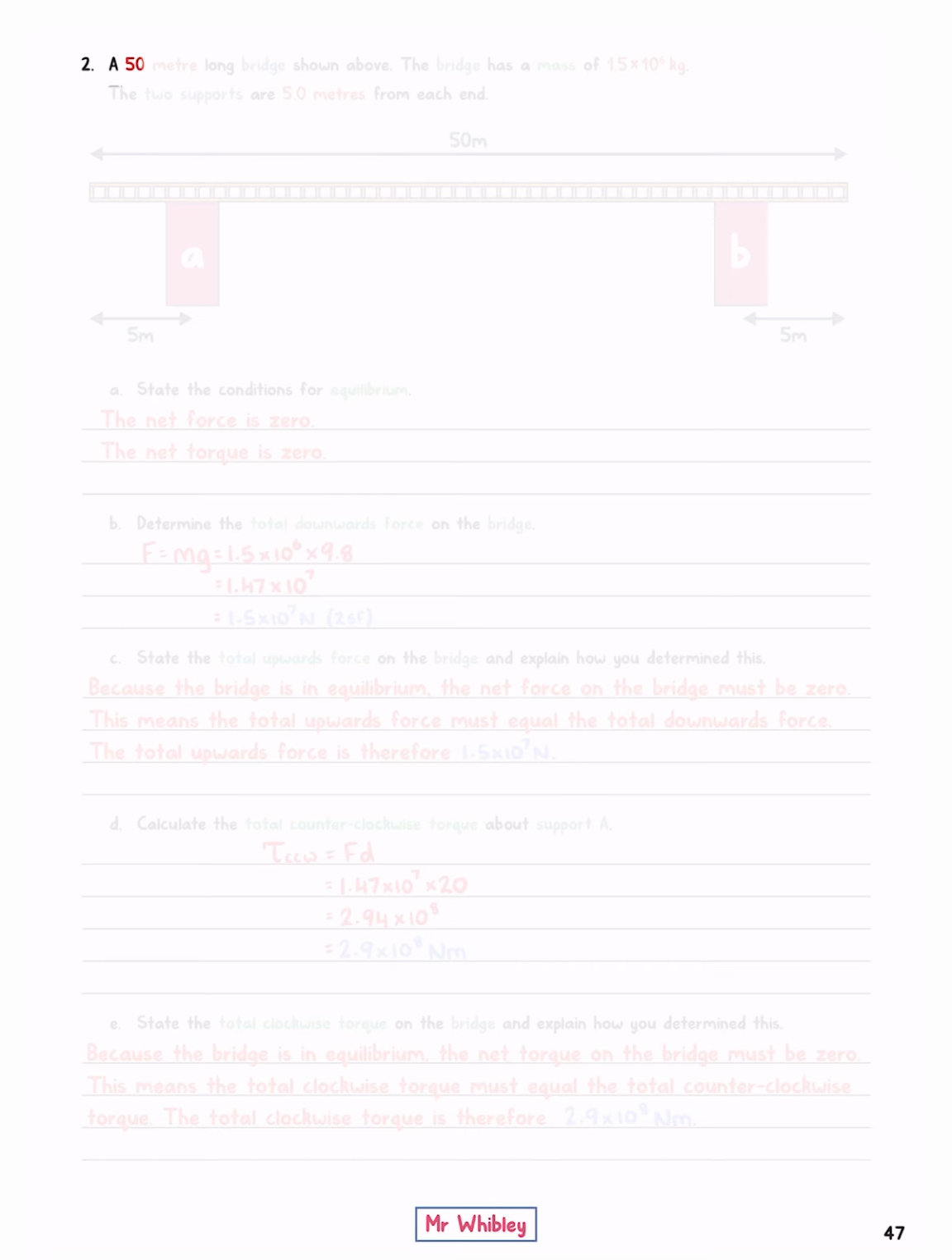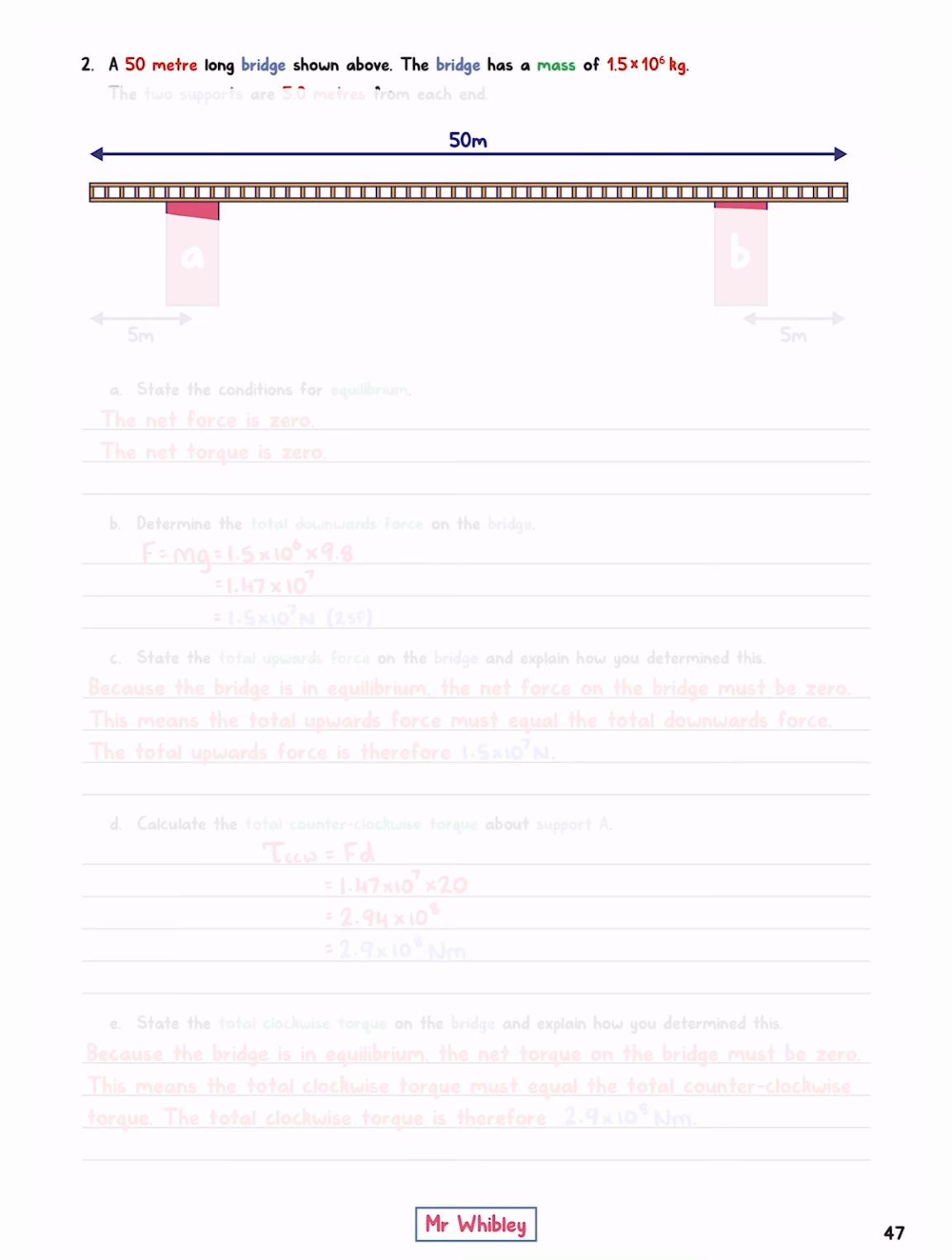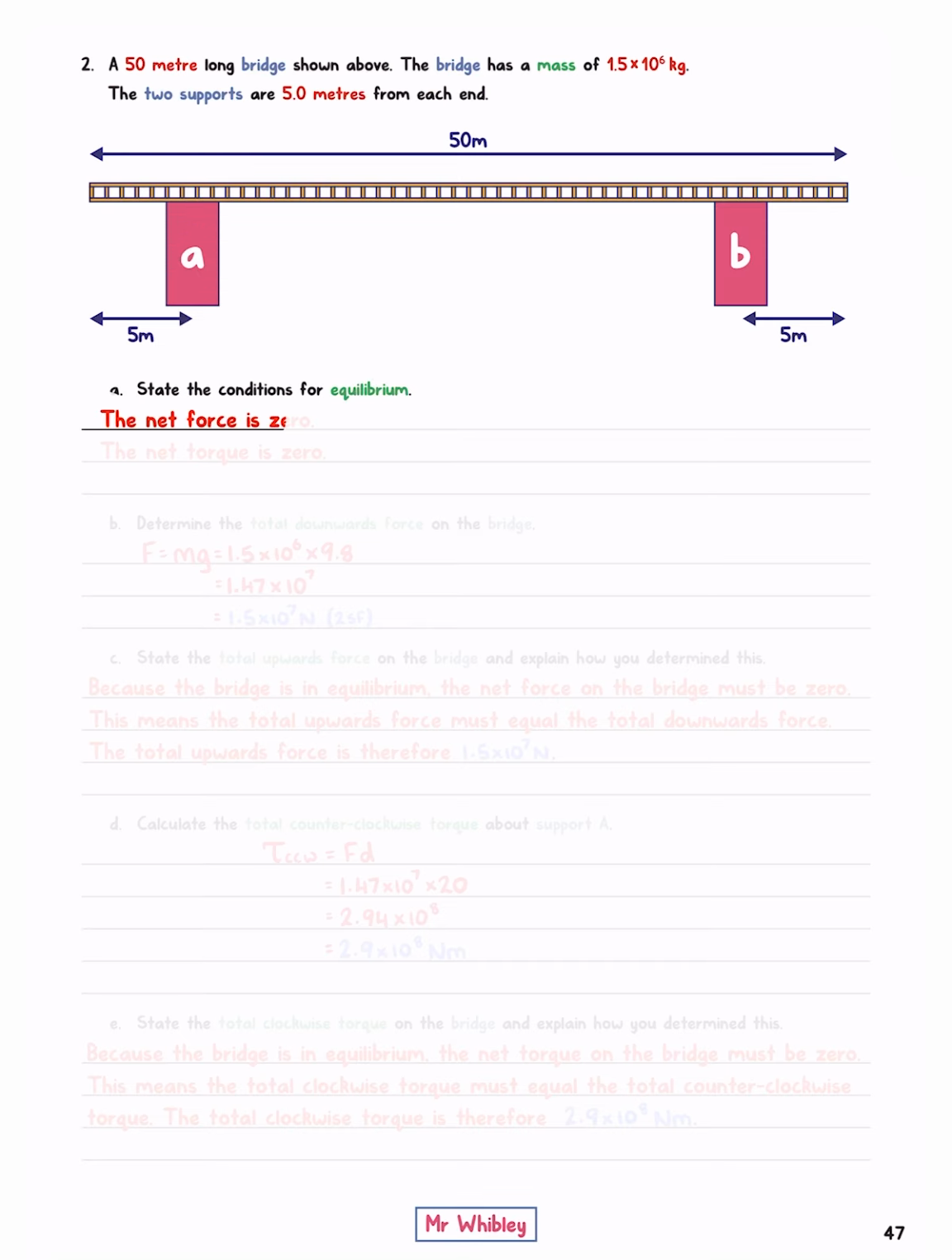Question 2. A 50 meter long bridge is shown below. The bridge has a mass of 1.5 times 10 to the 6 kilograms, and the two supports are 5 meters from each end. State the conditions for equilibrium. These are that the net force is 0, and that the net torque is 0. Alternatively, you could say that the net force and net torque are balanced.